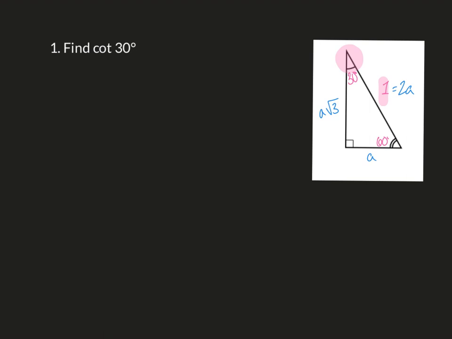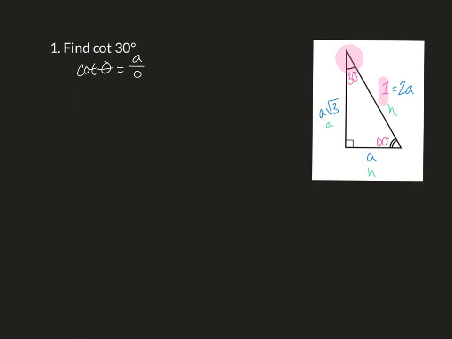So hypotenuse is always the same, across from the right angle. The opposite of my 30 degrees is the A value over here, and my adjacent is the one right here. Now when we're talking about finding cotangent, remember that is the reciprocal operation of tangent. So cotangent of theta, whatever the theta is, is going to be the adjacent over the opposite. So I know now that I need to have my adjacent and my opposite.